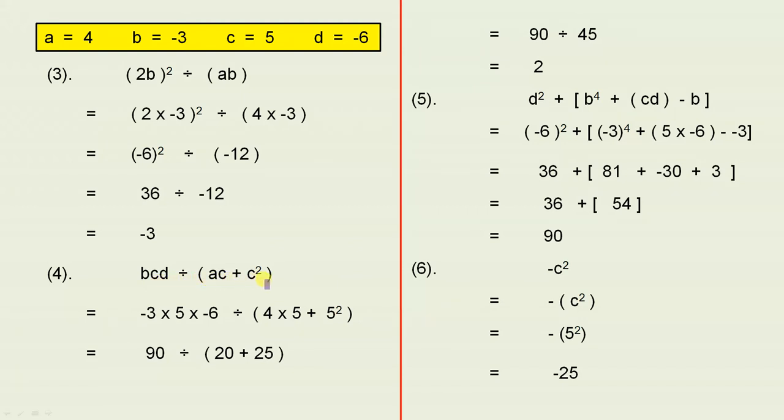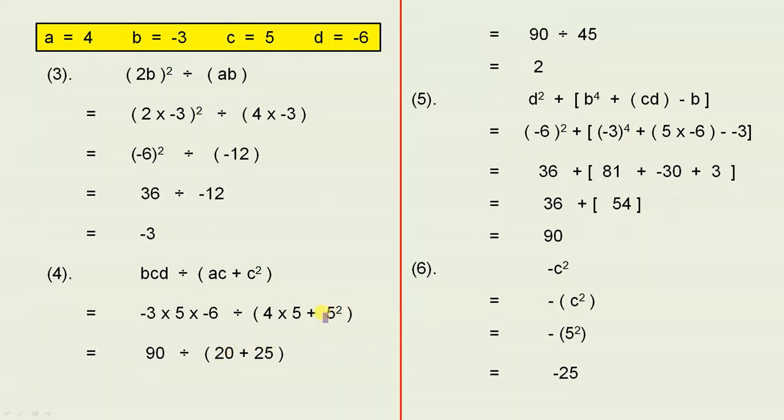BCD divided by AC plus C squared. BCD is negative 3 times 5 times negative 6, and we divide that by 4 times 5 plus 5 squared. Now we have to look very carefully to make sure we put in the correct values. If we evaluate that part there, a negative times a positive times a negative, that gives us 90, and we divide that by, now 4 5s are 20. Okay, we have to do that part first. So that's 20 plus 25.